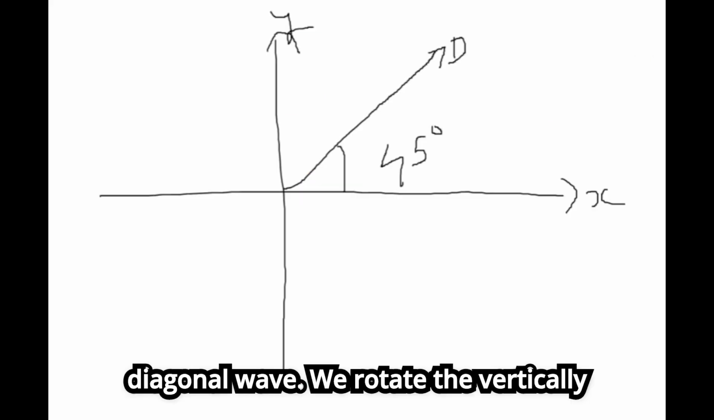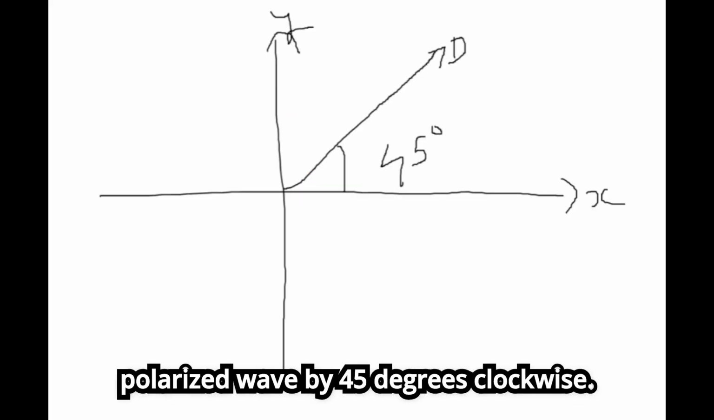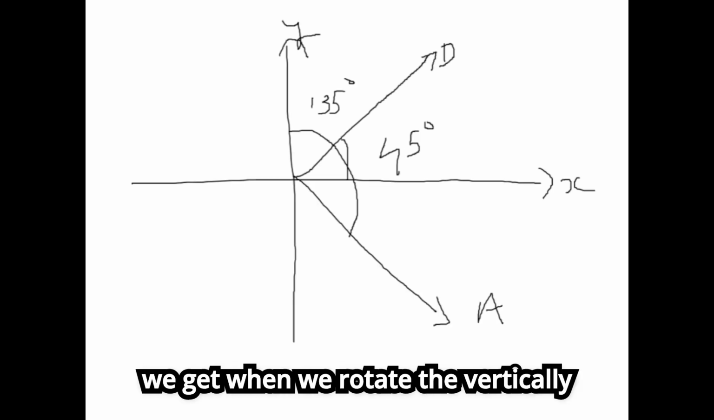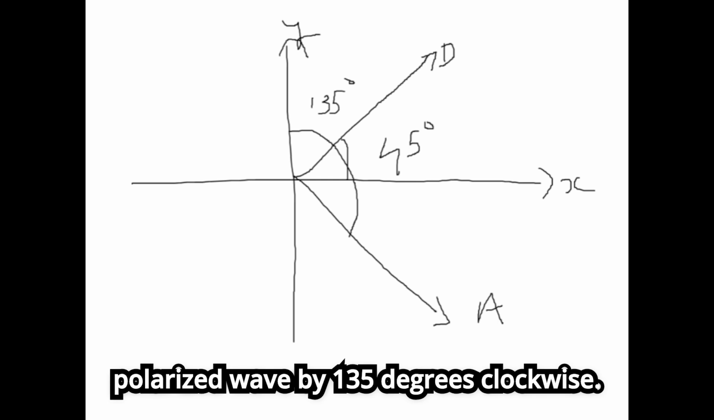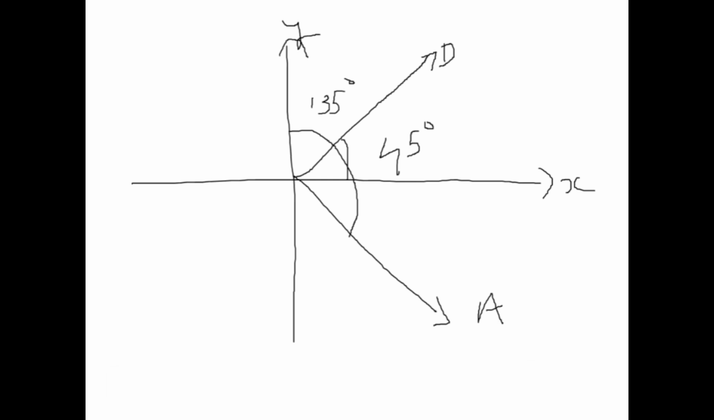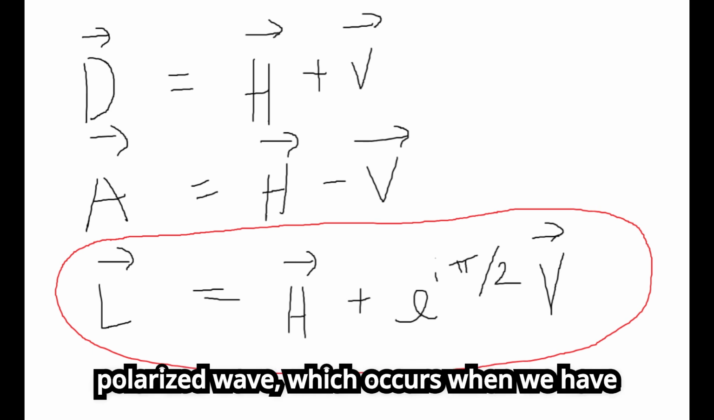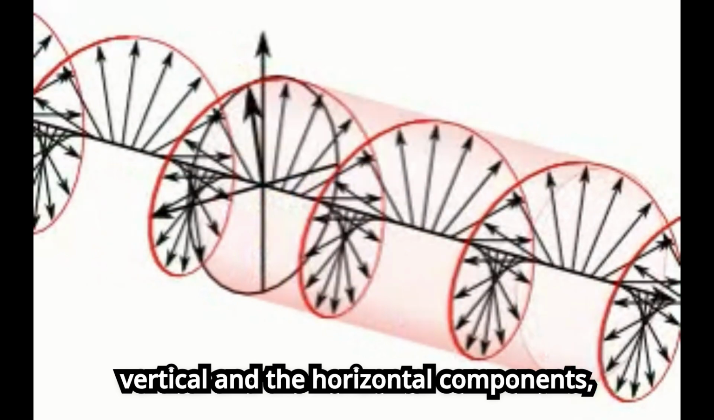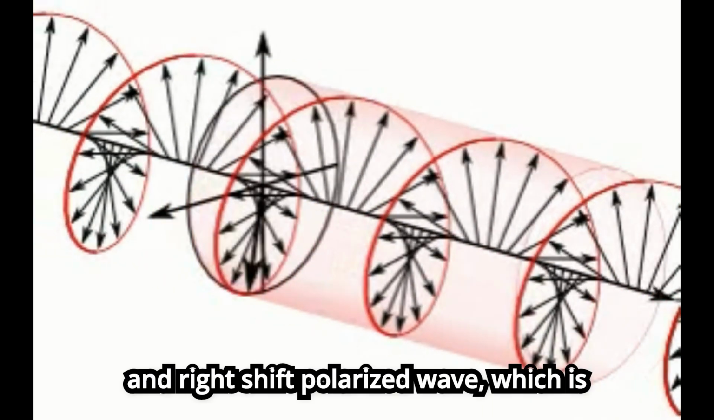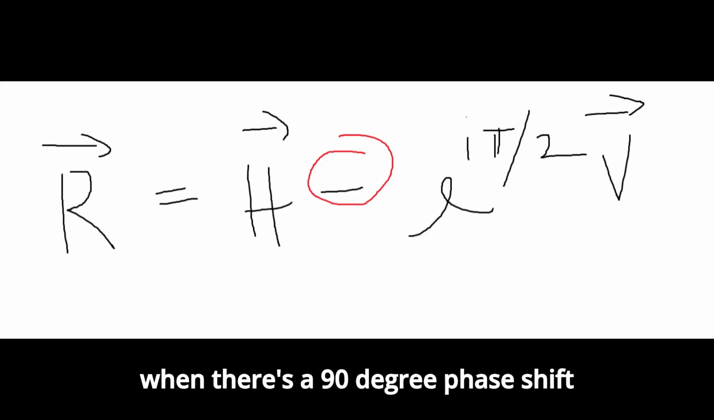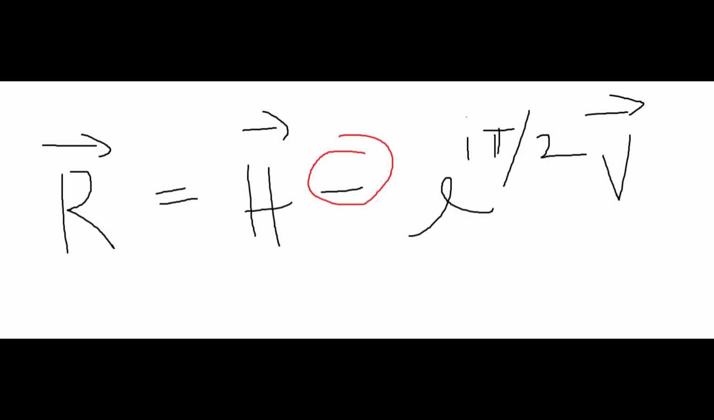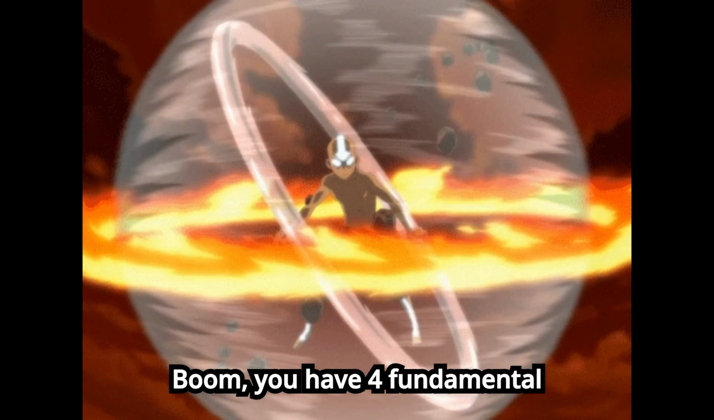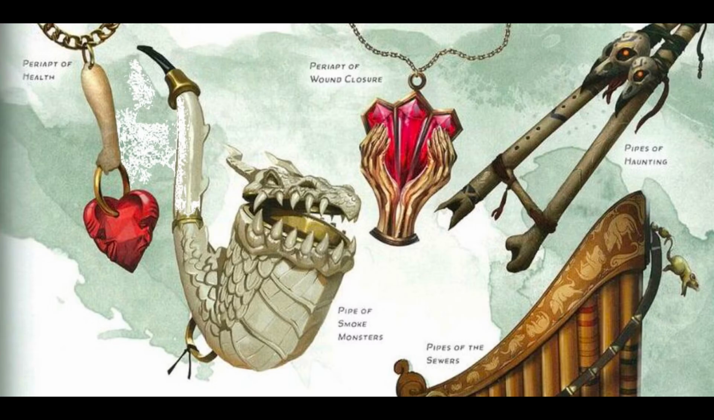First is the diagonal wave. We rotate the vertically polarized wave by 45 degrees clockwise. The next is the anti-diagonal wave, which we get when we rotate the vertically polarized wave by 135 degrees clockwise. Next, we have the left circularly polarized wave, which occurs when we have a 90-degree phase shift between the vertical and the horizontal components. And the right circularly polarized wave, which is when there's a 90-degree phase shift between the horizontal and vertical components. Boom, you have four fundamental polarizations.